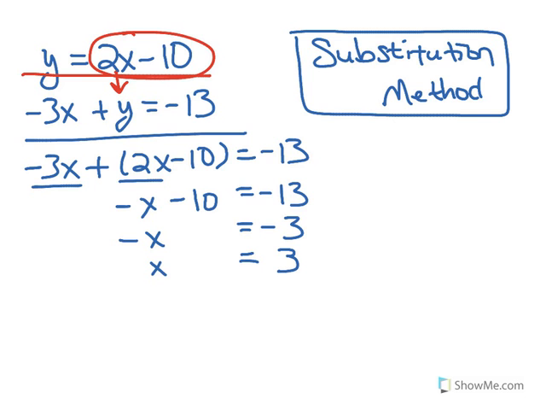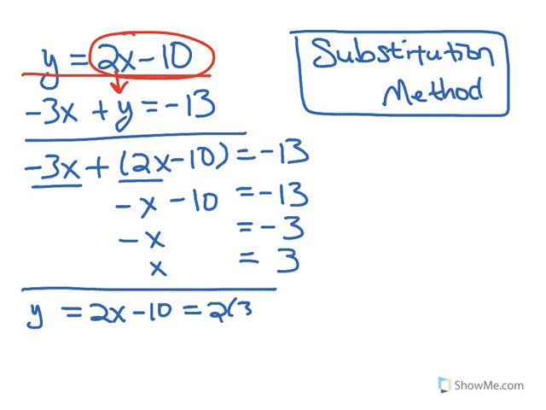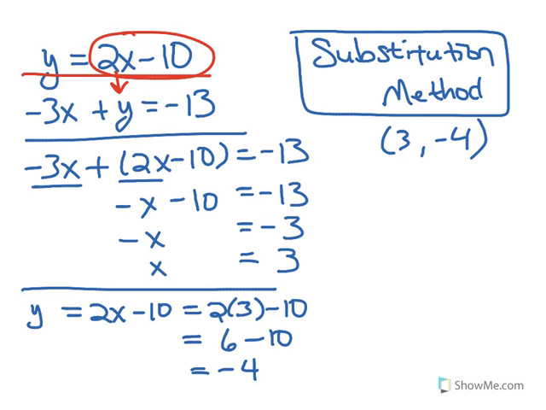Once we have this, it's very easy to figure out what y is. We already had a formula for it. y is equal to 2x minus 10. But we can put 3 in for x now. So we have 2 times 3 minus 10. 2 times 3 is 6, and 6 minus 10 is negative 4. So we propose the solution, 3, negative 4, and we need to confirm that.